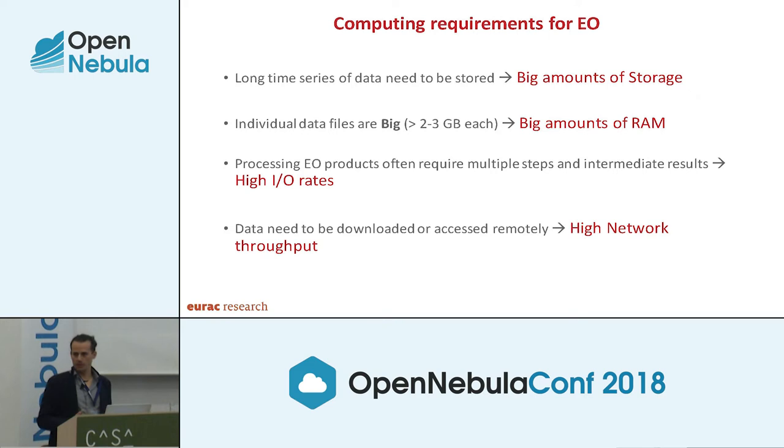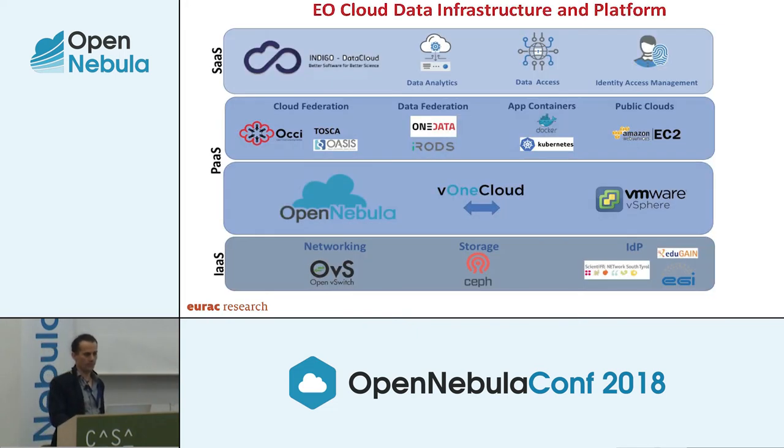And we also need a high network throughput, of course, because it's also the basis for the storage system to work properly. So this is just a quick overview of the infrastructure which we have. We used to have VMware only in the past. Since 2 years, we also successfully use OpenNebula in an operational environment.